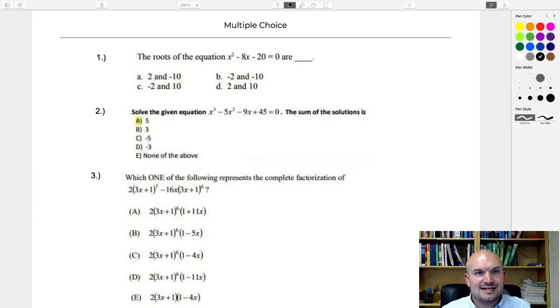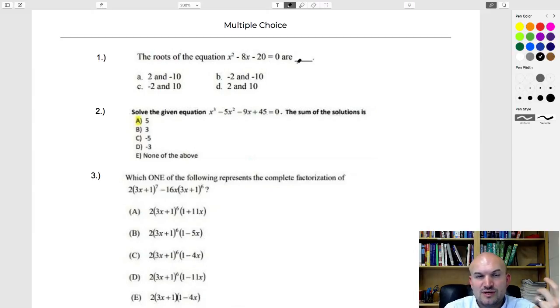All right, let's get on to the multiple choice. The first one says: the roots of the equation x squared minus 8x minus 20 equals 0. So what are the roots? Basically, the roots are just another way for us to represent finding the zeros of the equation. So that's what we're looking at. We're looking for the values of x that are going to make that true.